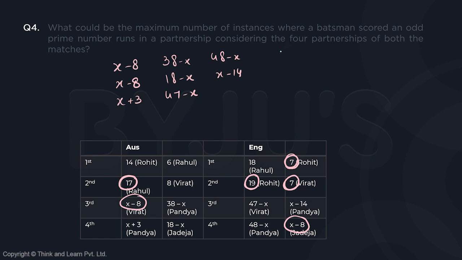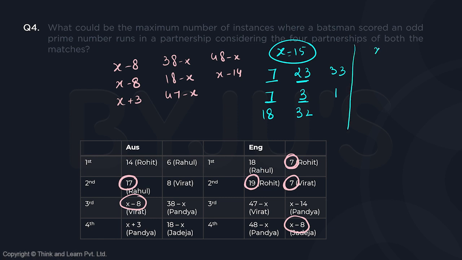Let's try. If I put x as the first odd number, which is 15, of course we have to put numbers from 14 to 18 only. If I put 15, 15 minus 8 will give me 7, 15 minus 8 will give me 7, 15 plus 3 will give me 18, 38 minus 15 will give me 23, 18 minus 15 will give me 3, 47 minus 15 is 32, 48 minus 15 is equal to 33 and 15 minus 14 is 1. So I see that 4 of them are odd prime numbers.